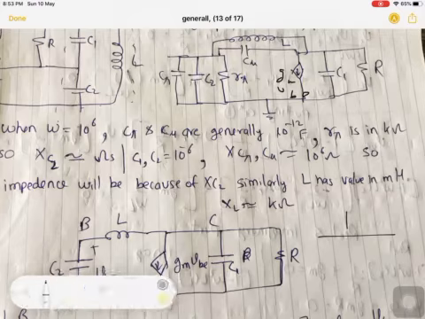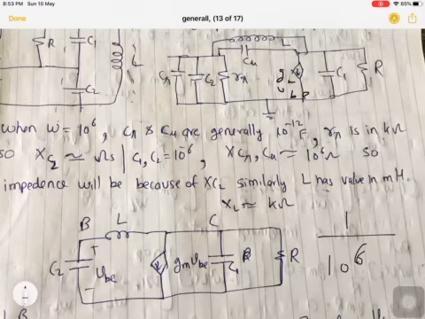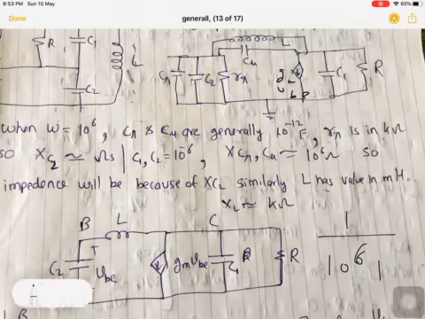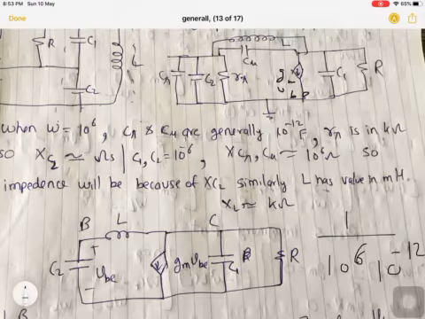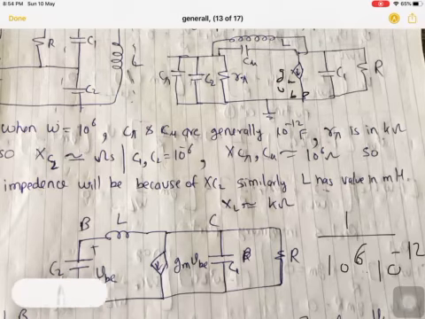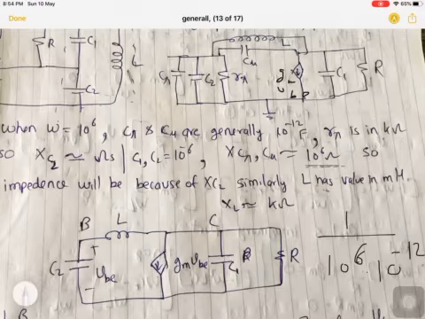Now what is the value of omega? It is 10 to the power 6 into 10 to the power minus 12. So it is 1 upon 10 to the power minus 6. Therefore, when we take it upwards, XC pi becomes 10 to the power plus 6. So it is in the order of mega ohm, while R pi is in kilo ohm. When we put mega ohm in parallel with kilo ohm, the kilo ohm will be the result. So we can neglect C pi.